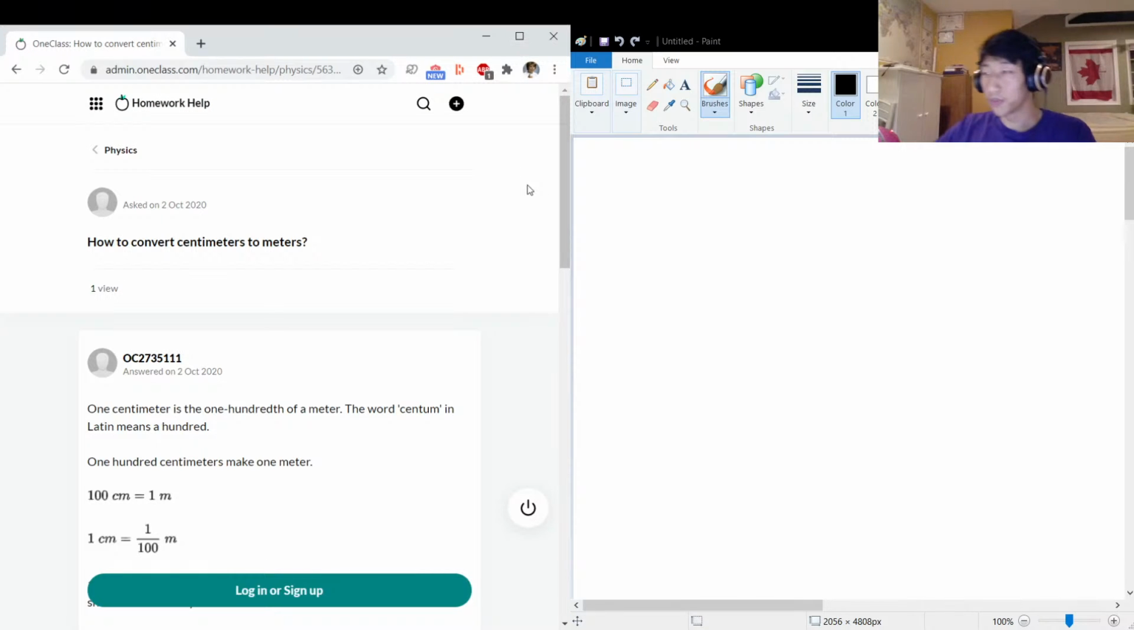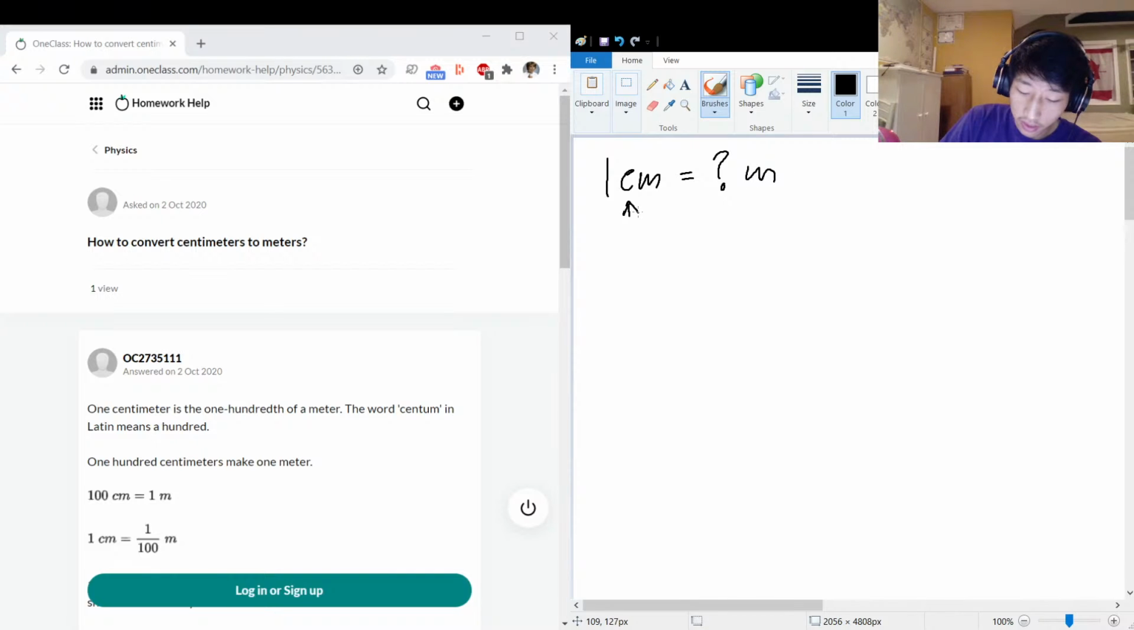Okay, cool. So, the first question that we got on the menu today is how do we convert centimeters to meters? So, 1 centimeter equals how many meters? The key here is our prefix. Let's think about all of our prefixes. Some of them are most likely going to be kind of familiar to you.